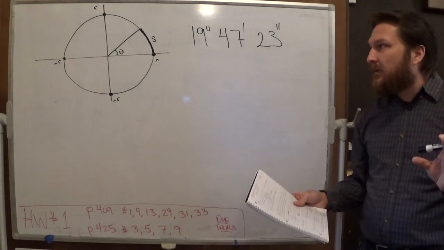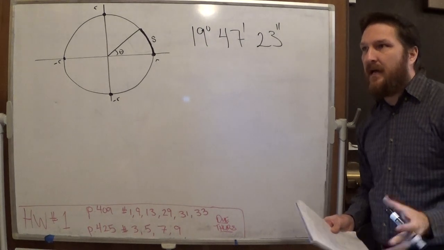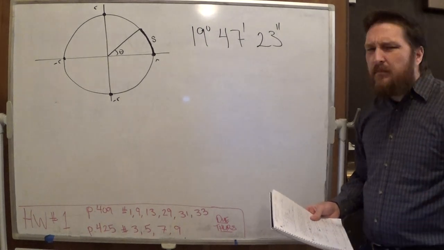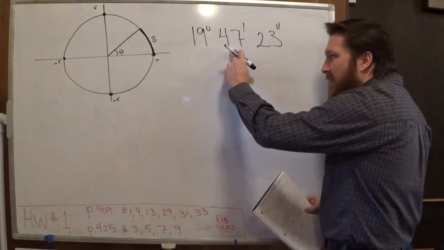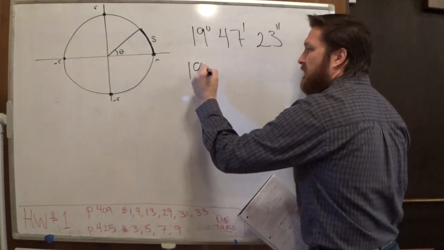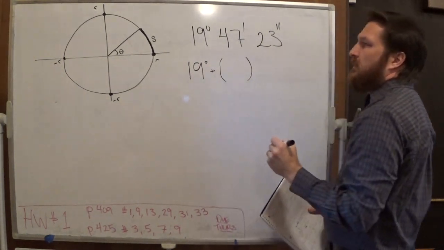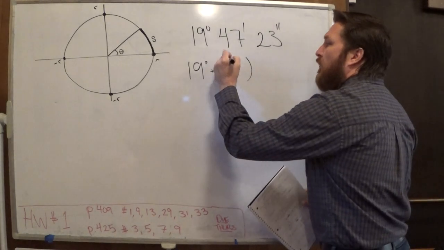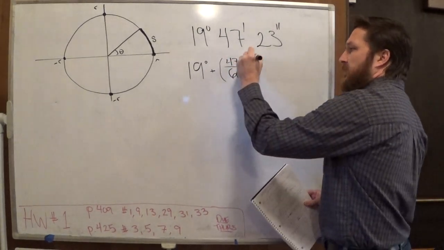This is just like what you would do with actual hours, minutes, and seconds. How many minutes are in an hour? 60. So that's exactly the number of minutes that are in a degree. So this would be 19 degrees plus 47 minutes, which would be 47 sixtieths of a degree.